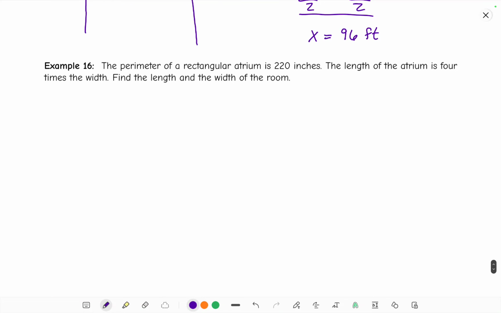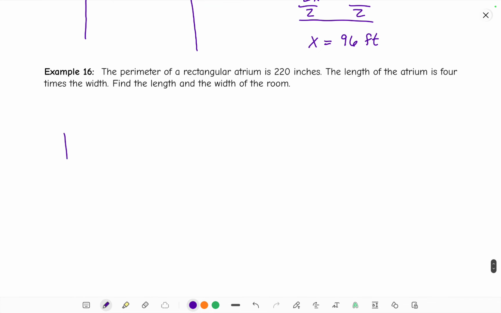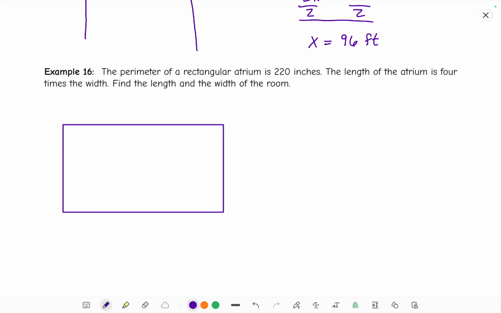Example 16. The perimeter of a rectangle atrium is 220 inches. So we have a rectangle. And the perimeter, again, the sum of all the sides, is 220 inches. The length of the atrium is 4 times the width. So I don't know what the width is, so let's call that W. But then the length is 4 times that. So that means the length is 4W.